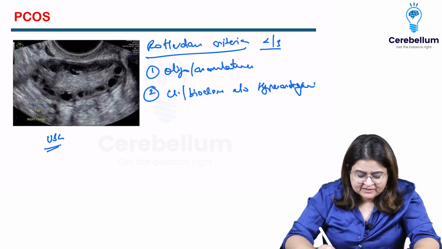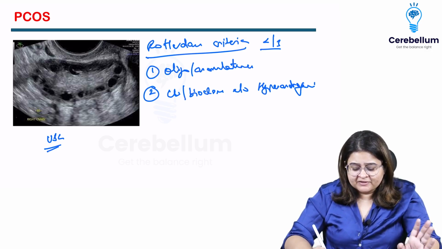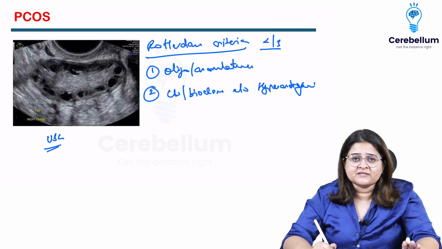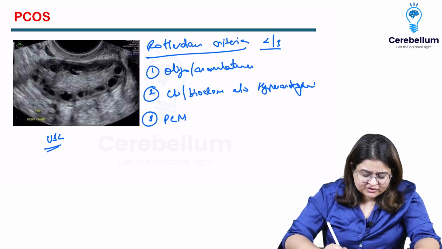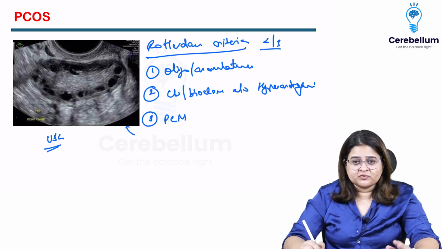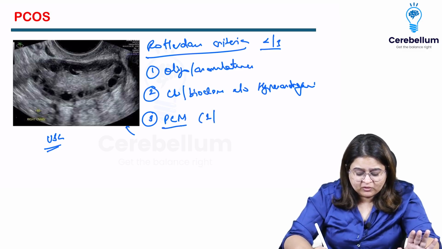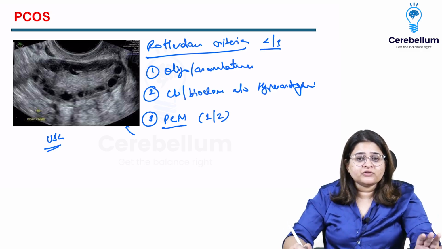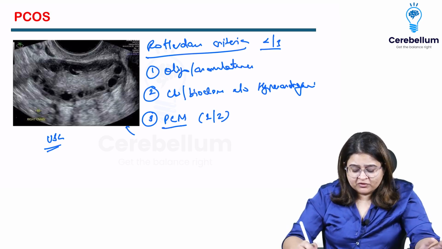hyperandrogenism. Clinical evidence means acne, hirsutism. Biochemical evidence means a raised testosterone or a raised DHEAS level. And third is polycystic morphology, that is this picture on the ultrasound. Any 2 of 3 if they are there. And polycystic morphology could be in either one or both ovaries. It doesn't have to be necessarily in both ovaries. Even if you find it in one ovary, it is polycystic morphology. So 2 of 3 is the Rotterdam criteria.